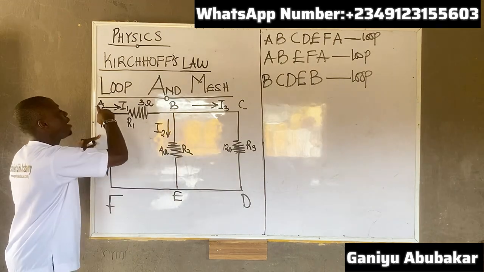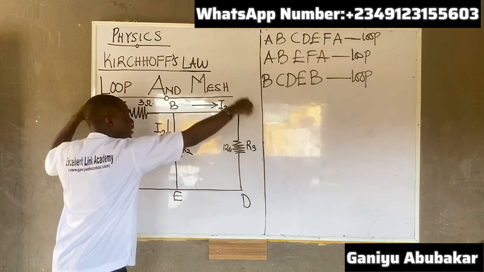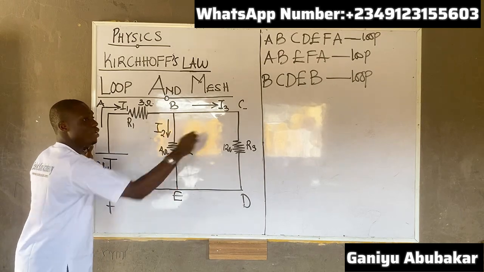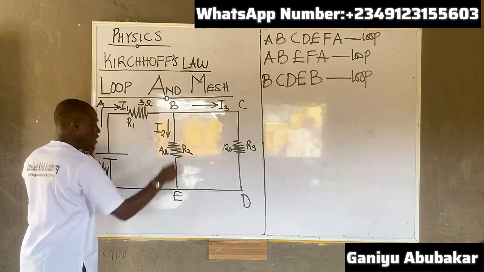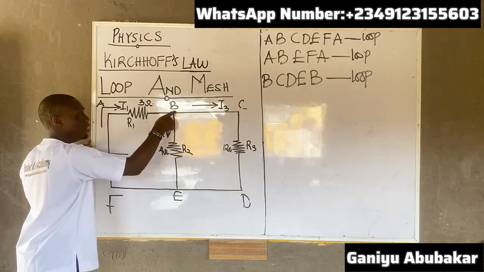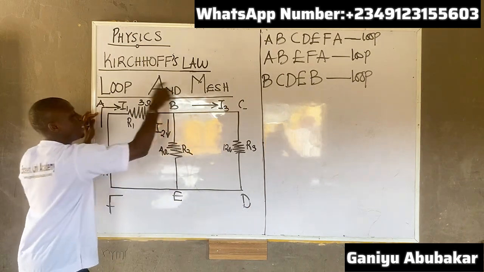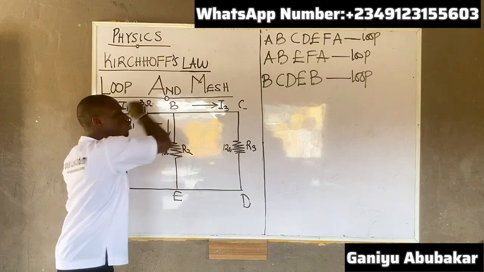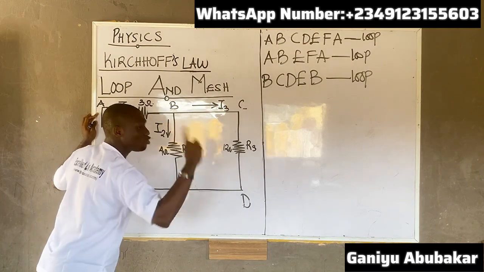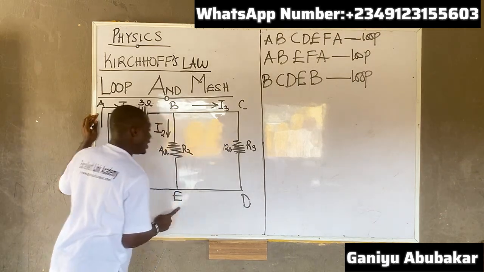So I said A, B, C, D, E, F, A is a loop, a giant loop. But in this giant loop, I can pull out two other loops, which include A, B, E, F, A and B, C, D, E, B. Now listen, A, B, C, D, E, F, A is a loop, right? But this loop has two other loops in it. The first loop has A, B, E, F, A and the second is B, C, D, E, B.